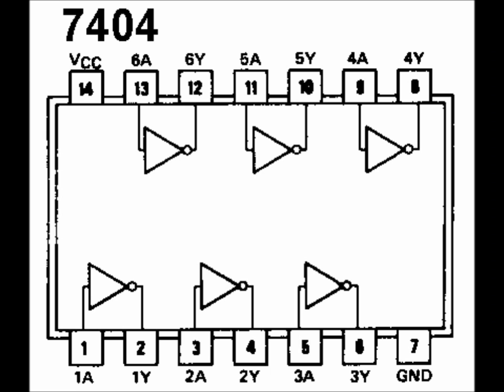This is a data sheet for the 7404 circuit. You want to note the pins and the gates on the circuit. Pin 14 is your 5 volts in to power the gate. Pin 7 will be your ground.